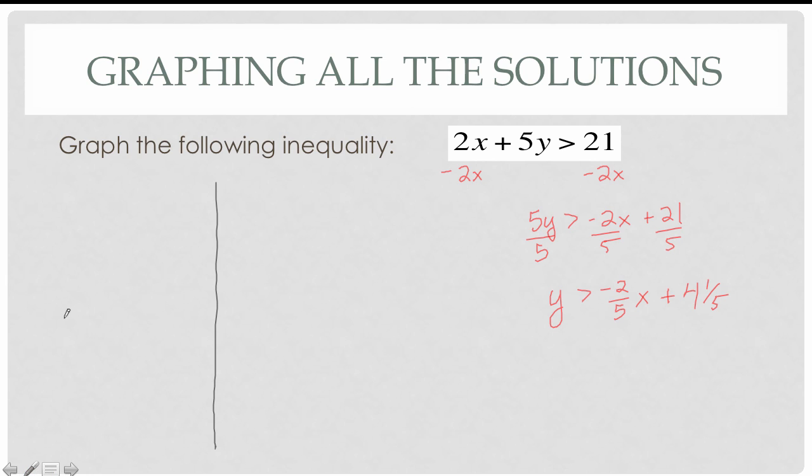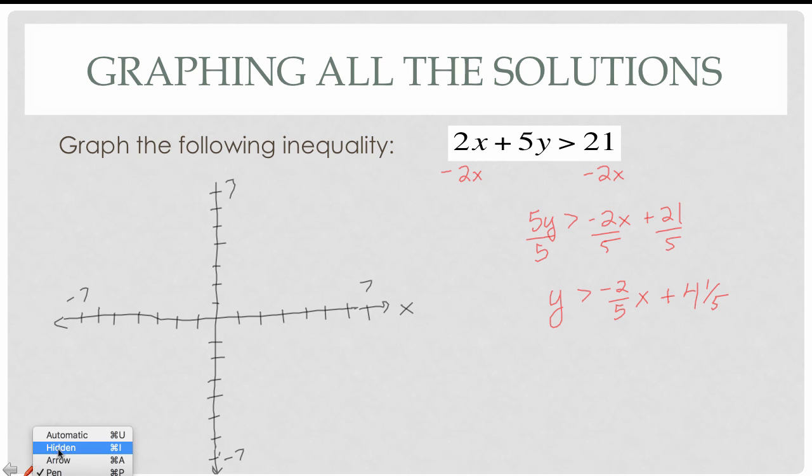There's my y-axis. My x-axis, I have a y-intercept of 4 1/5. So let's go 1, 2, 3, 4, 5, 6, 7. There's positive 7 on my x-axis. Negative 7 on the y-axis. 1, 2, 3, 4, 5, 6, 7.